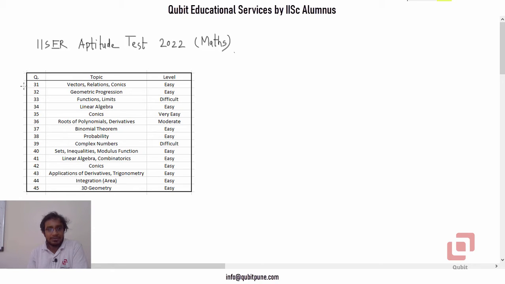So these are the questions from 31 to 45. This is the order in which I got the questions. They need not be in the same order for you, but definitely the questions were identical.